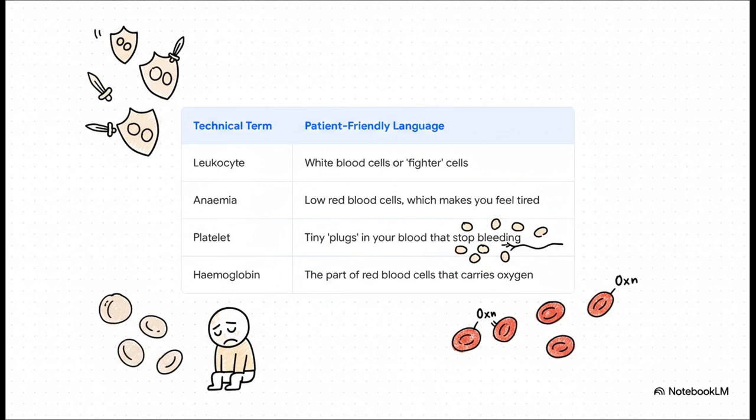So much clearer. Instead of just saying anemia, explain what it feels like. This means you have a low number of red blood cells, which is probably why you're feeling so tired. For platelet, that image of tiny plugs to stop bleeding is perfect. And for hemoglobin, explaining it as the part that holds onto oxygen makes a really abstract concept easy to grasp.